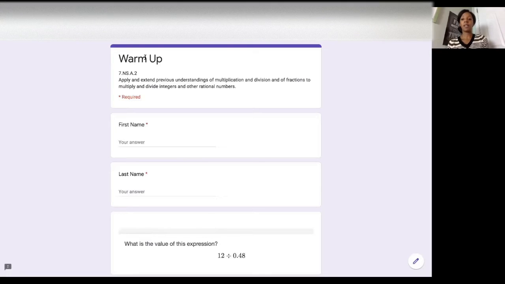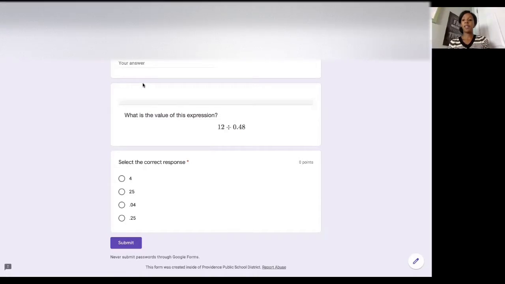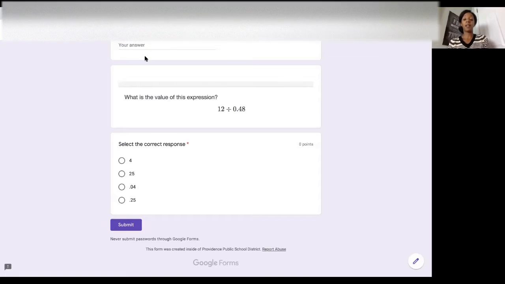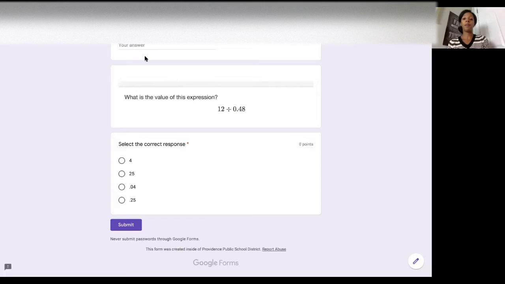The goal of this lesson is dividing with a decimal in the divisor. The problem says, what is the value of the expression 12 divided by 0.48, or 12 divided by 48 hundredths? Select the correct response.